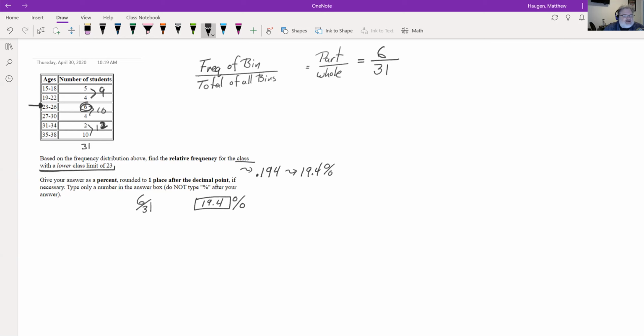It was technically 0.19354837871 and so on, but rounded so the percent would look like 1 decimal place. So what is the relative frequency of students in that class? Well, 19.4% of the students are in that class.